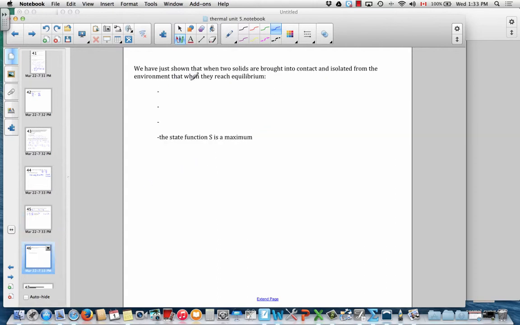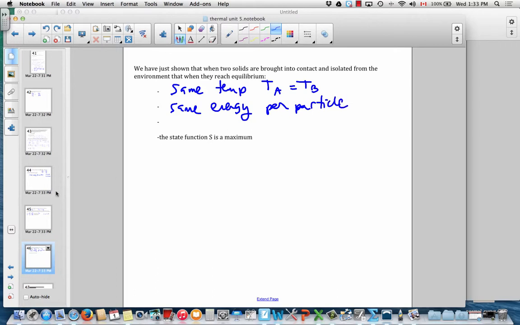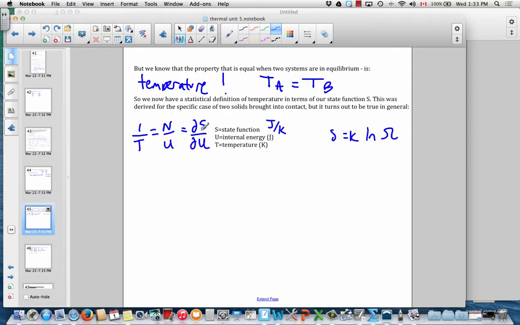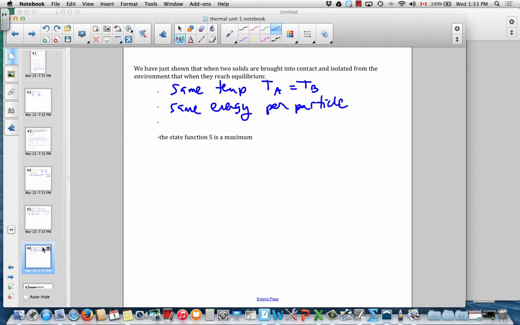And so, just to recap, when we take two blocks of solid and bring them together, and they reach equilibrium, we stated earlier in the course the experimental fact that they reach the same temperature, and we talked about a number of ways of measuring temperature. We said at the time that temperature was a measure of the average energy per particle without really defining it explicitly. Well, we now have that definition. This is the precise definition of temperature in a statistical sense.